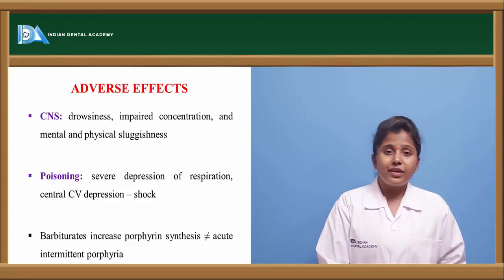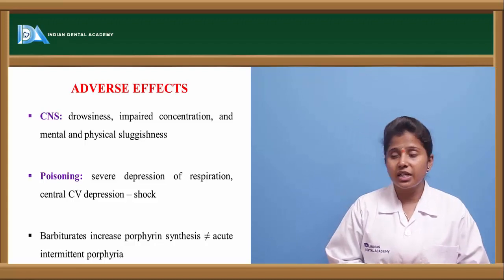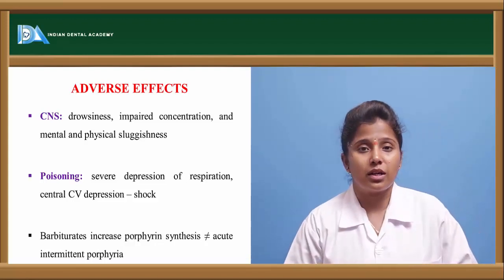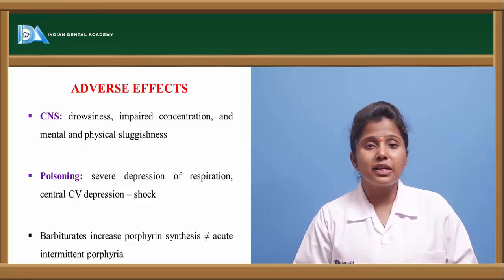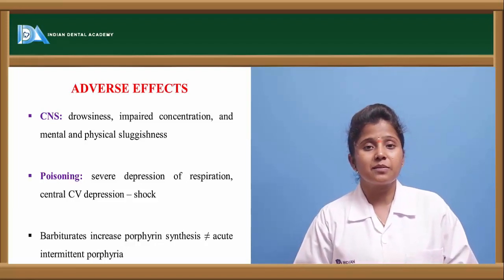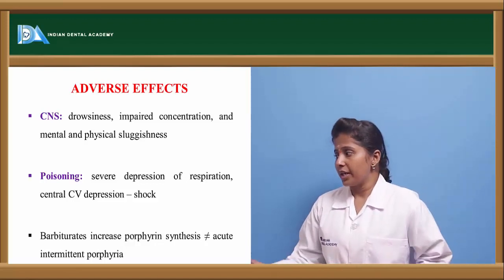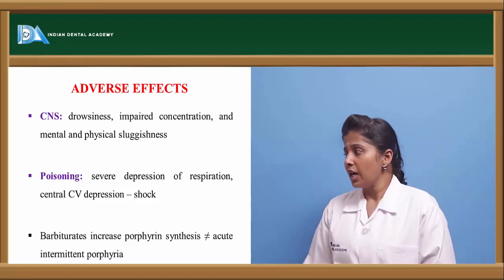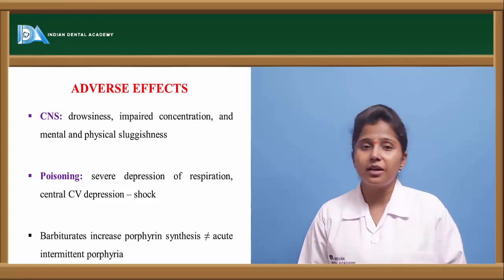And on very long-term usage, it may cause poisoning also. Barbiturate poisoning can lead to respiratory depression as well as cardiovascular depression. On long-term usage, they completely suppress the activity of the respiratory system as well as the cardiac system, leading to coma and death of the person. And these barbiturates increase porphyrin synthesis, and that is the reason they are used in acute intermittent porphyria.